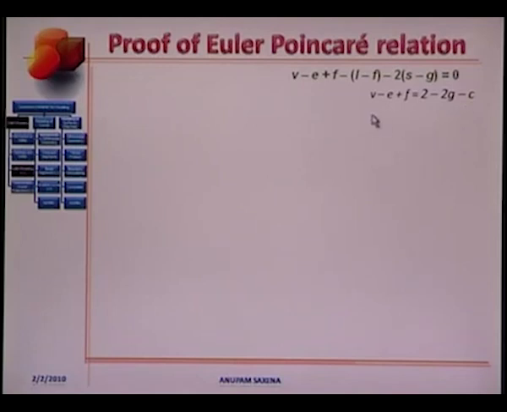We have seen and informally proved this relation before. The left hand side is the Euler characteristic for polyhedral solids, and the right hand side is the Euler characteristic for smooth solids, where G would be the number of handles and C would be the number of boundary components. Let's start with the proof now.